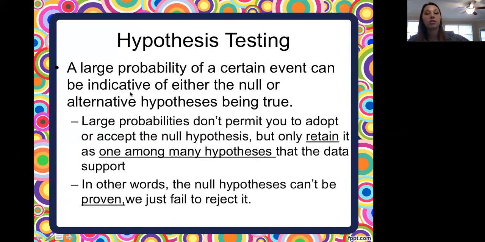A large probability of a certain event can be indicative of either a null or alternative hypothesis being true. So basically what this is saying, let me draw this out. Say we're working with a two-tailed t-test, and we are interested in data that fall in this shaded region. This is the region in which our data start to become significant. Say we're doing a two-tailed t-test, and here is where my rejection region begins.